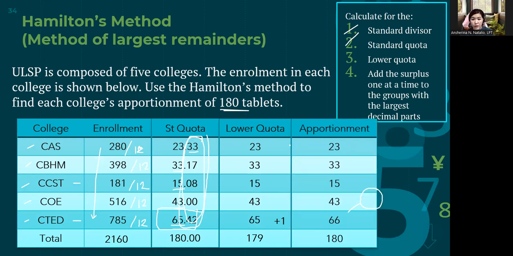Now, this will be our apportionment. Ito lang naman yung may binago eh. That's why it still became 180. Meaning, we'll be giving 23 tablets sa CAS, 33 sa CBHM, 15 sa CCST, 43 sa COE, and 66 sa CTE. Okay? So, that is the Hamilton's method. Yeah, it has a lot of steps, but you can always do this via Excel.